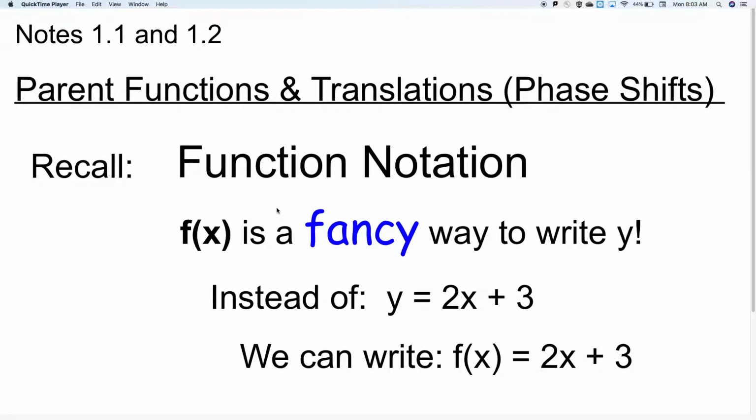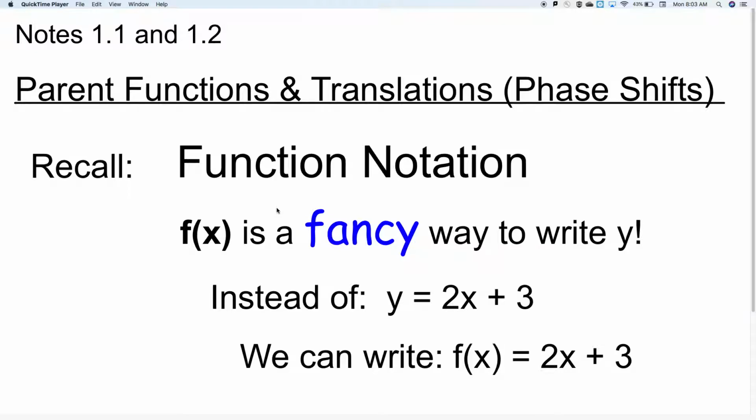As we start getting into the parent functions and the translations, which can also be called phase shifts, I just want to bring back to mind this idea of function notation. I always tell my students function notation, or f of x, is just a fancy way to write y. They mean the same thing.